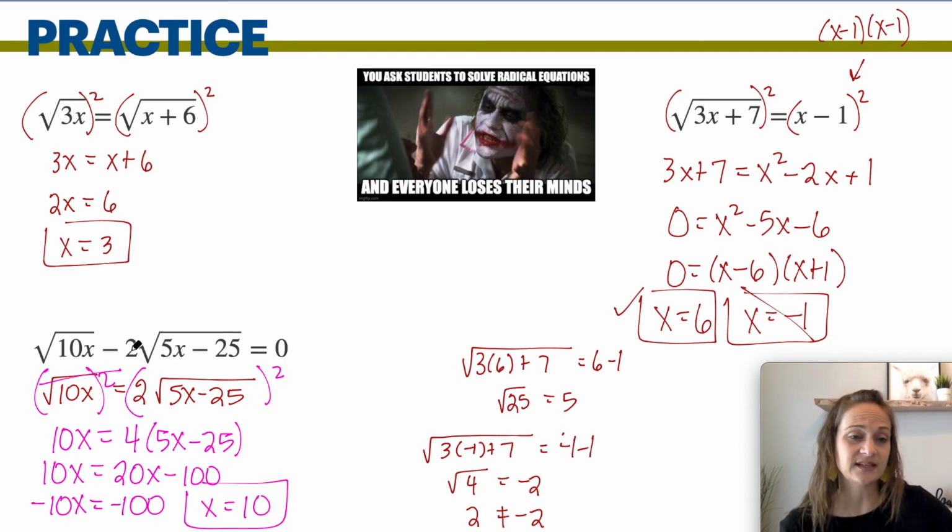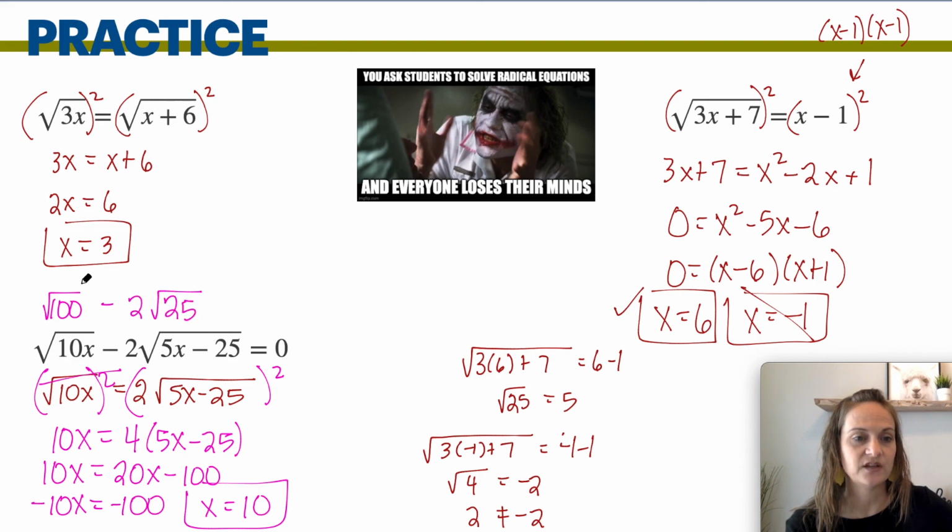And you can plug it back in to see if it works. 10 times 10 is 100. And then 5 times 10 is 50. 50 minus 25 is 25. So square root of 100 is 10. The square root of 25 is 5. 2 times 5 is 10. 10 minus 10 does give you 0, so it did work.